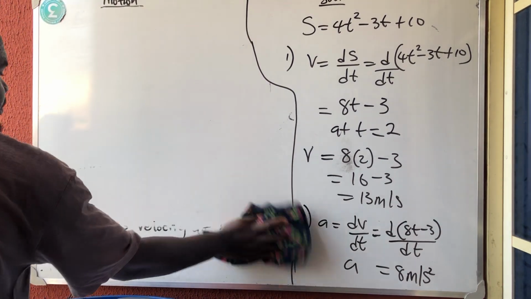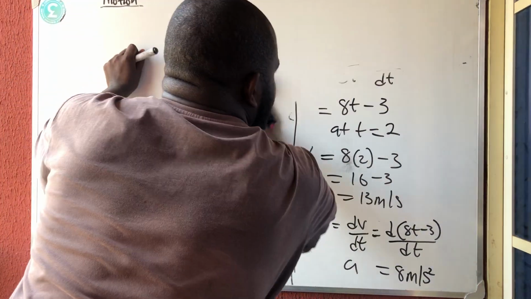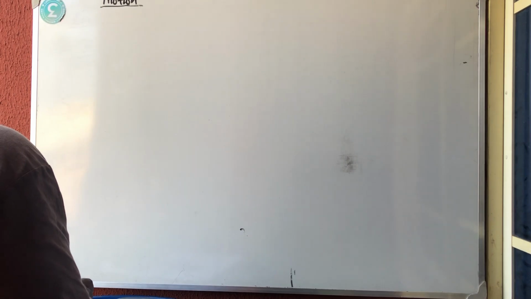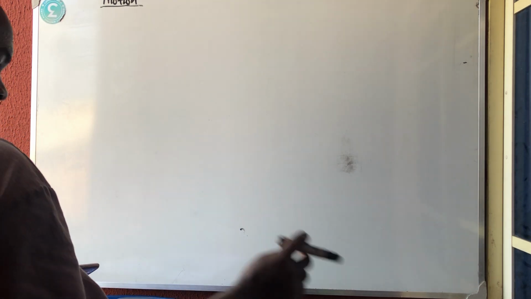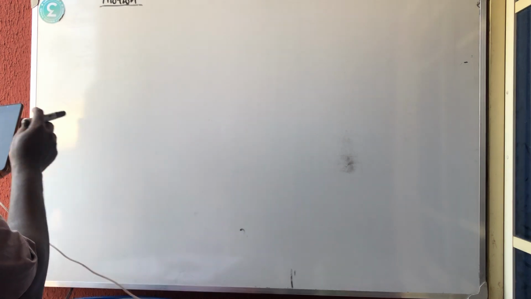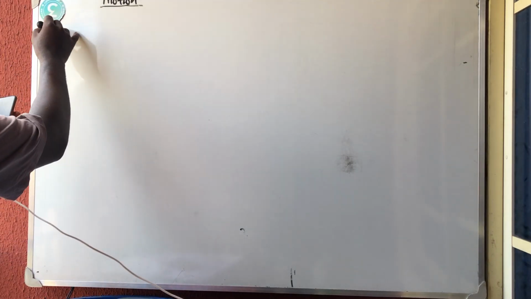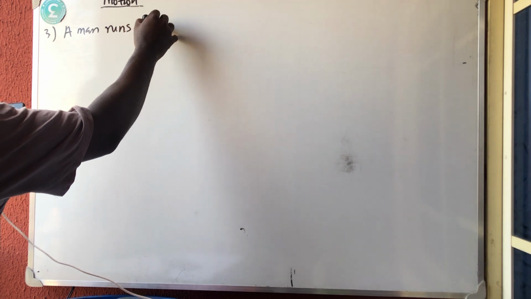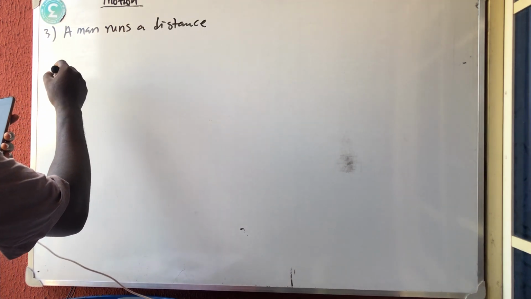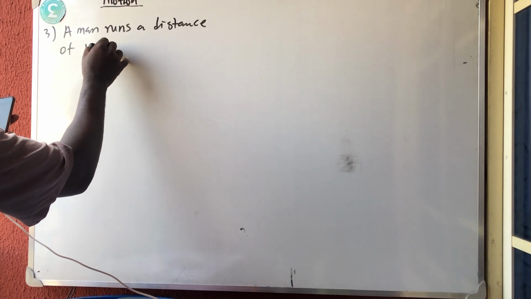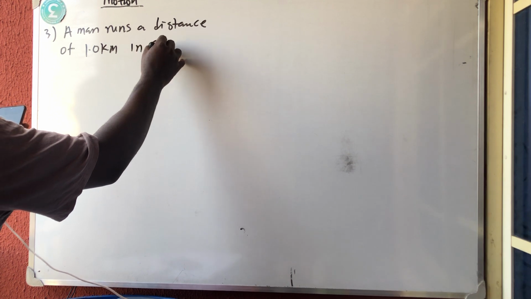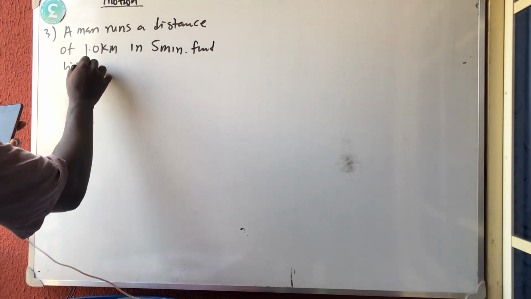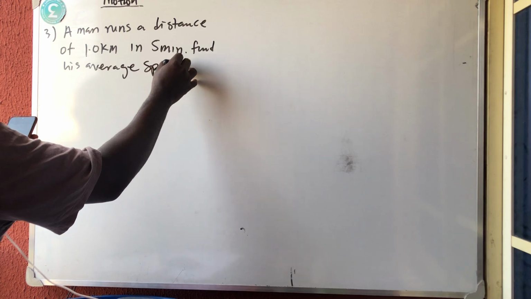Number 3 question. The third question said a man runs a distance of 1.0 kilometer in 5 minutes. Then find his average speed.